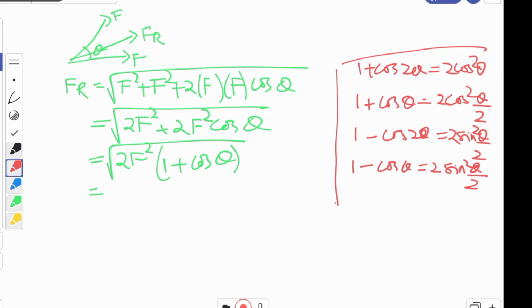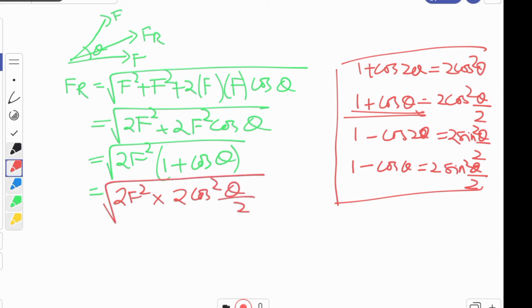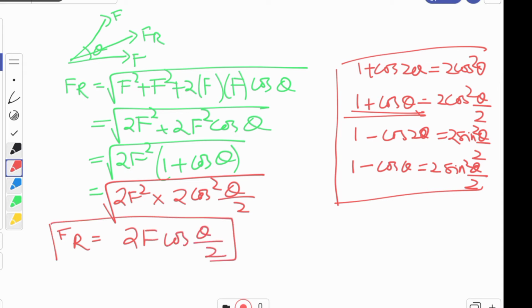Remember this. So here for 1 plus cos theta, we will put 2F square into 2 cos square theta by 2, and we have to take the square root. So your Fr is how much? Fr is 2F cos theta by 2. Is it clear? See the formula, children?